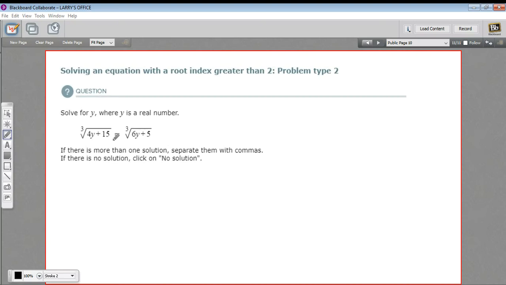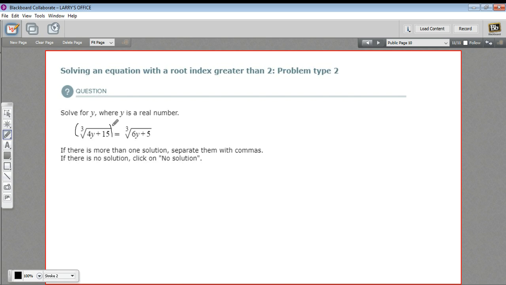In this problem, we have some radicals with index other than 2. So we've got cube roots instead of square roots here, and we want to solve for a variable that's inside these radicals. In this case, we've got a cube root on one side, a cube root on the other side, and nothing else to worry about. So we can just undo the cube root by choosing to cube both sides.